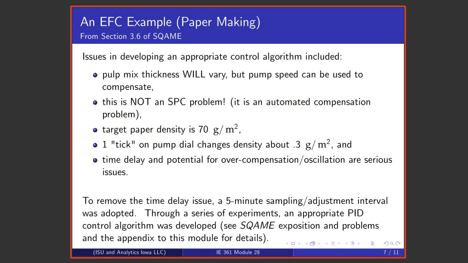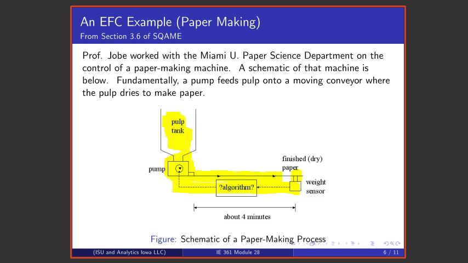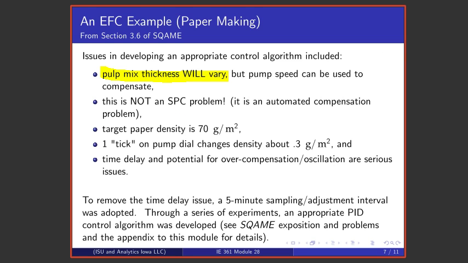Issues in developing an appropriate control algorithm for that kind of a process include at least the following. The pulp mix thickness varies. Despite all intents of stirring the tank up and keeping the water mixed in with the pulp, as time goes on, this stuff that's pumped onto the conveyor belt tends to get heavier, more dense, but pump speed can be changed to compensate for how much material is going onto the conveyor belt. This is not an SPC problem. It's an automatic compensation problem.